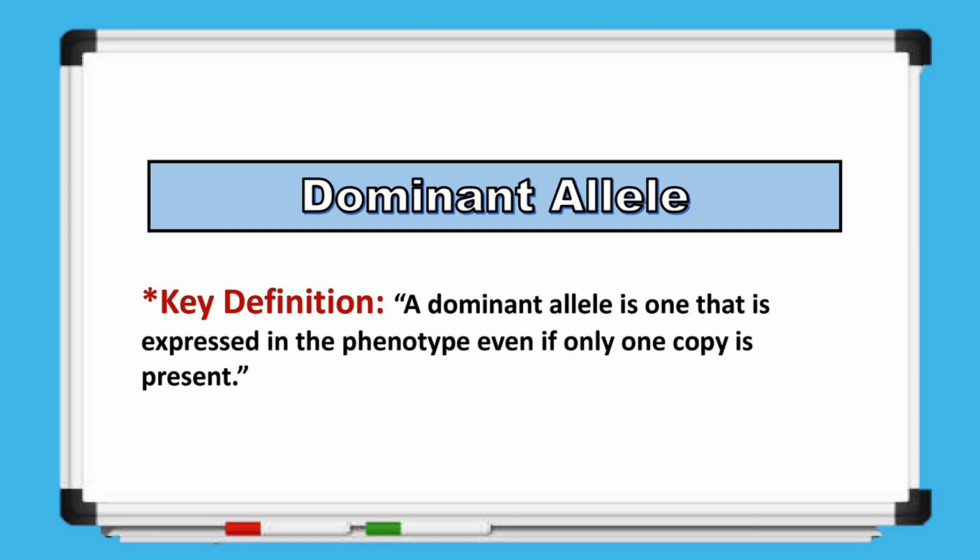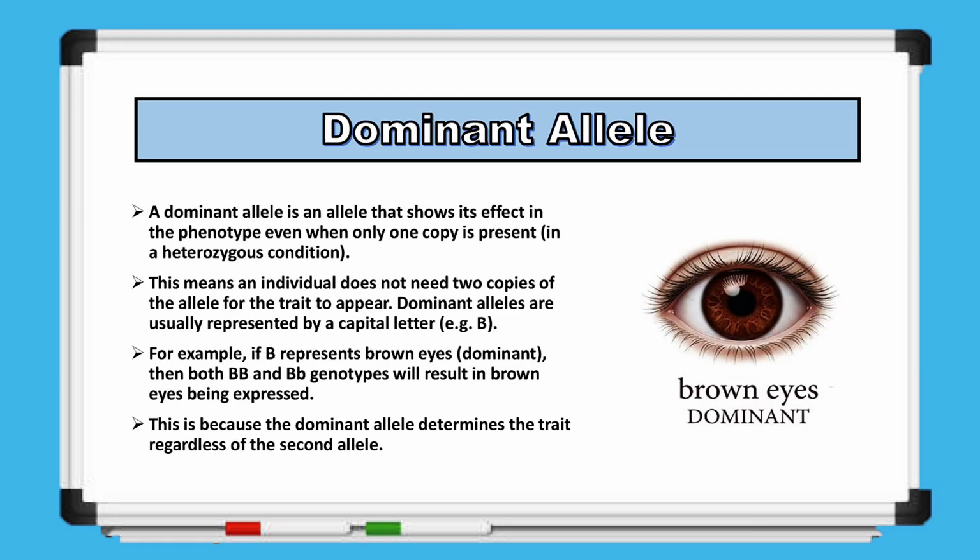In this example, we saw that brown eye color was expressed because it is controlled by a dominant allele. So we define it as follows. A dominant allele is one that is expressed in the phenotype even if only one copy is present, meaning it shows its effect in a heterozygous condition, which means where an individual has two different alleles for the same gene. This means an individual does not need two copies of the allele for the trait to appear.